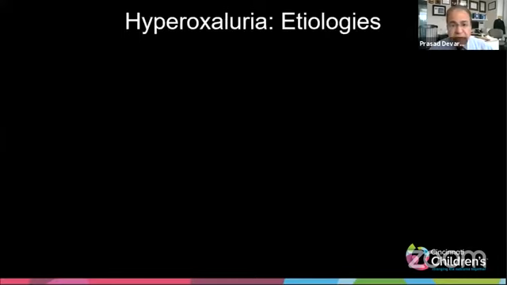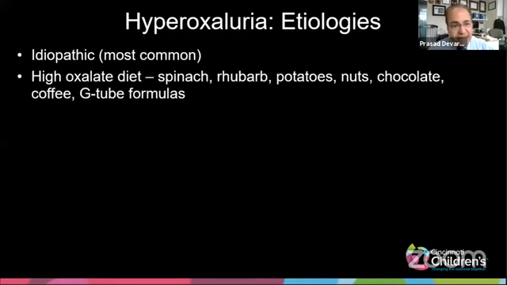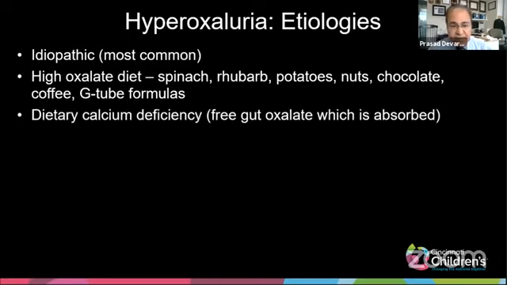So we think about all the causes of hyperoxaluria. And really the most common cause is idiopathic. And that means I'm an idiot and I don't know what the cause is. But we also think about a high oxalate diet. So spinach, rhubarb, potatoes, nuts, chocolate, coffee, and infants who take gastrostomy tube feedings do get a lot of oxalate crystals and calcium oxalate stones because of the high oxalate content in the diet.